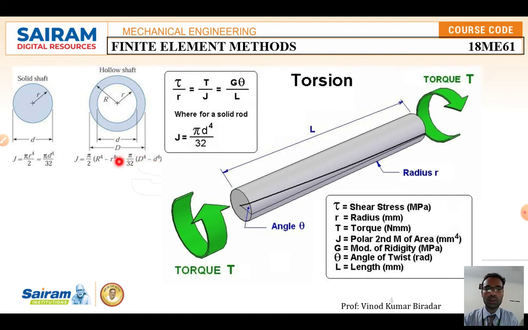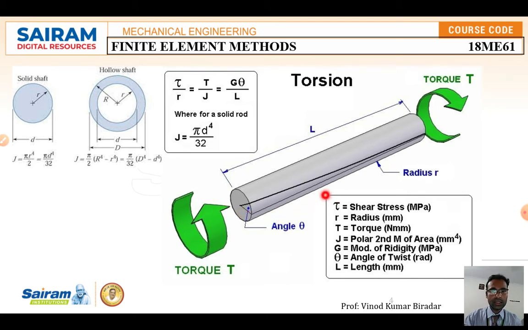Okay, this formula I have to remember while solving the problem for solid shaft and hollow shaft. So this is the torsion. Look at this, this is a beam element. When you apply the twisting moment, it will induce stress and strain in the particular shaft, the entire rod. Look at this, an angle theta will be produced here.